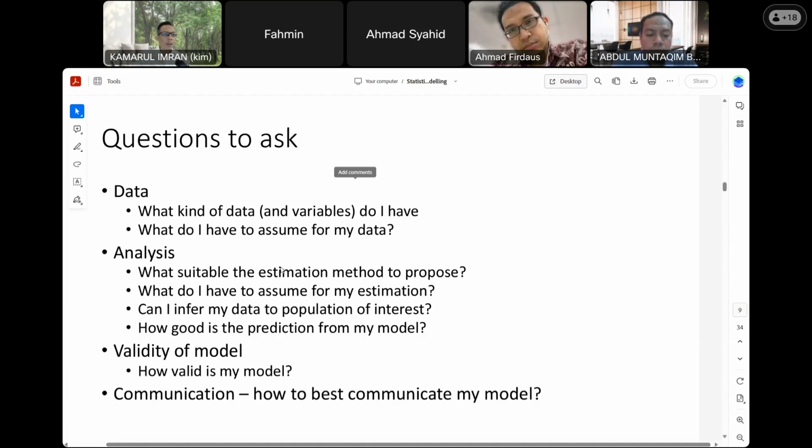And then, what suitable estimation method to propose? What kind of assumptions do you have to make? Can you infer your data to the population? Look at the p-value, look at the 95% CI, and how good is the prediction, right?